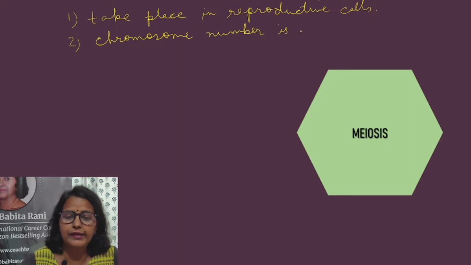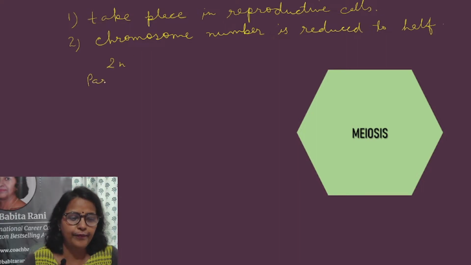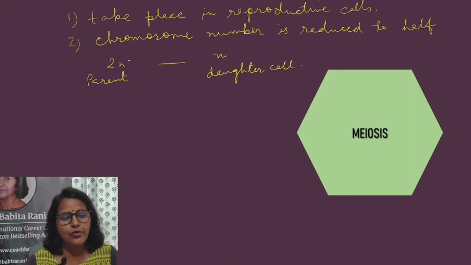Chromosome number is reduced to half. That means if the parent cell has 2n, the daughter cell will have only n. So chromosome number is reduced to half.